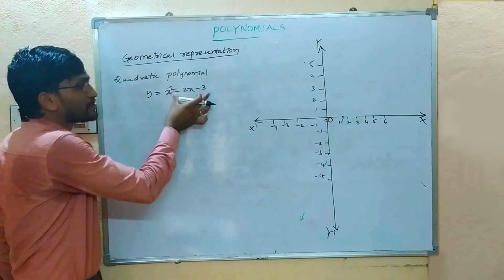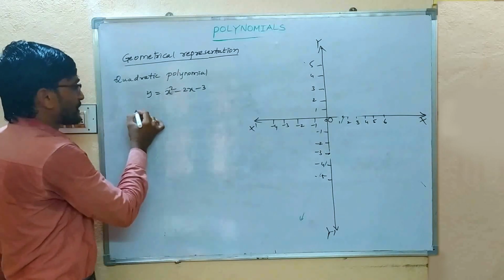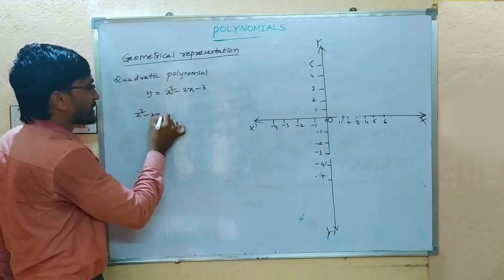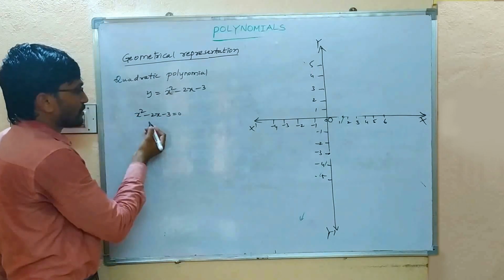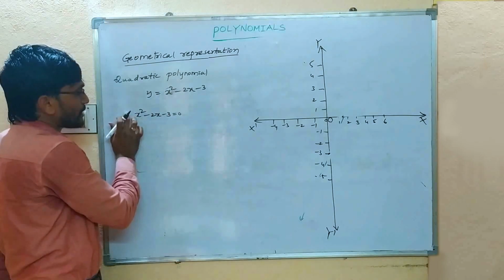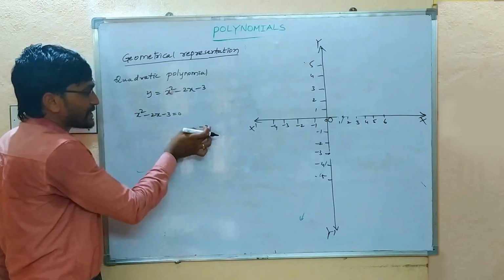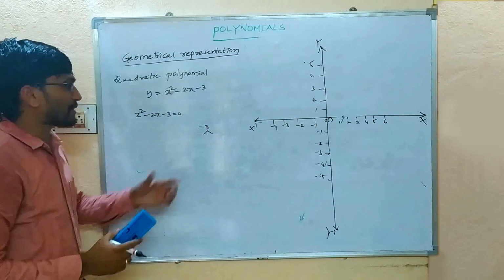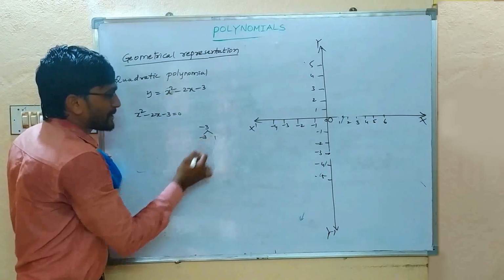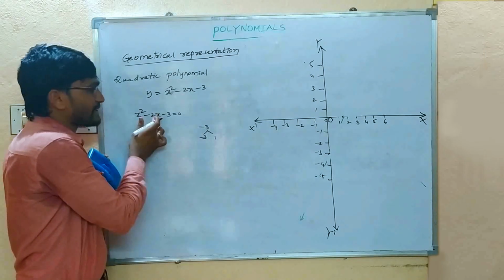How can we find zeros of this polynomial? Already I taught in previous. That means to find zeros, x square minus 2x minus 3 is equal to 0. Now find x square coefficient and constant term. The product of x square coefficient and constant term is minus 3. Now split minus 3 into 2 factors. The sum of the 2 factors must be minus 2. I want to write that minus 3 into 1, nothing but minus 3. Minus 3 plus 1, minus 2.